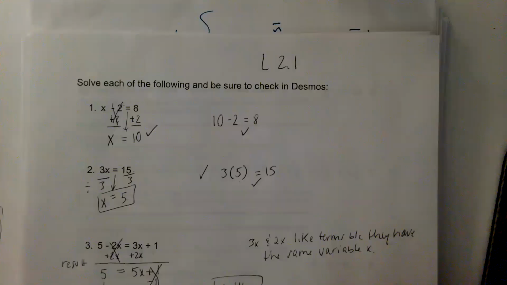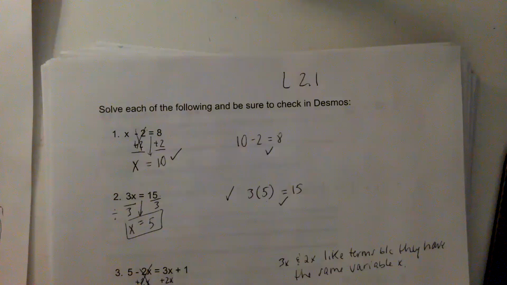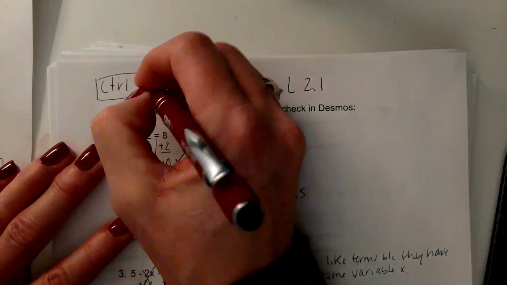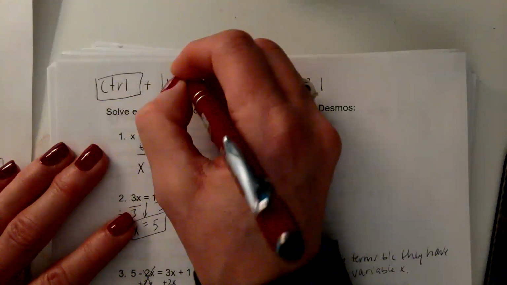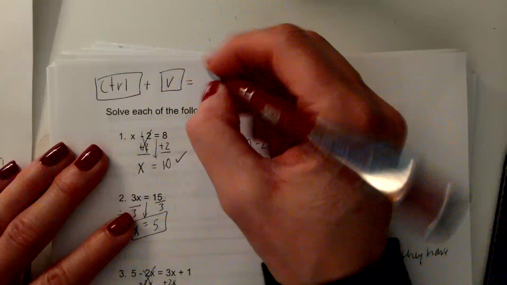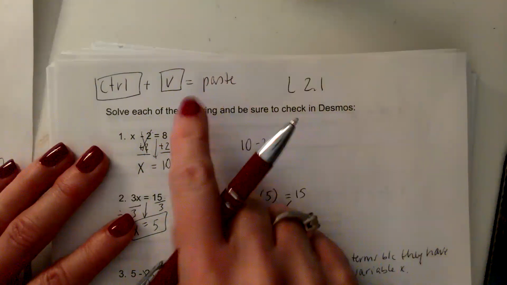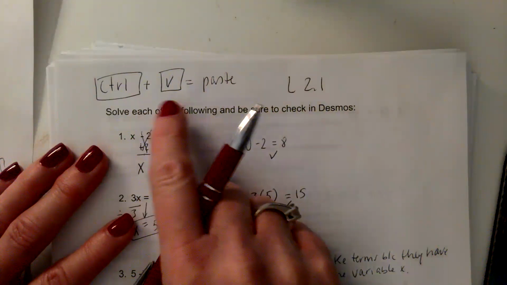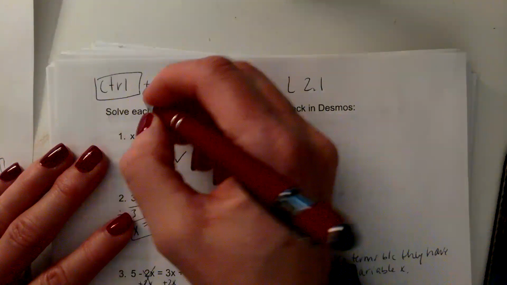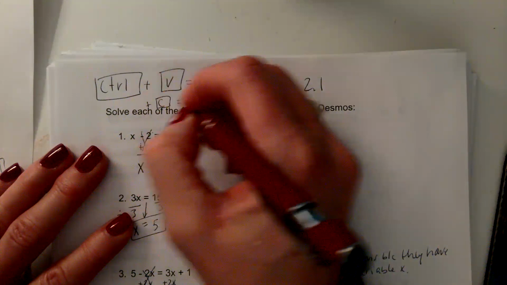Let me show you here. I also want to remind you, I said it's your control button plus the V button will paste. That's a shortcut that's going to help you. I would write that down. And control plus C is copy.